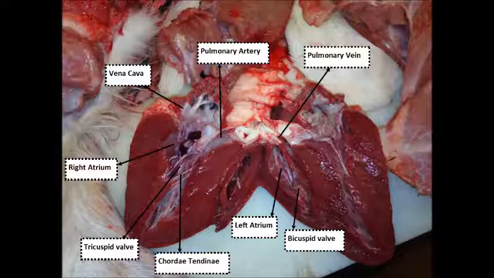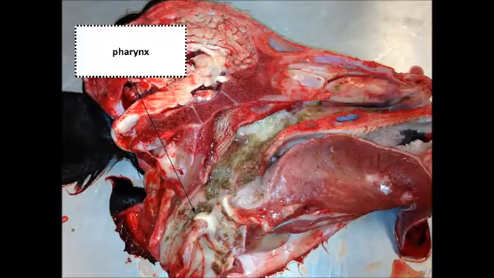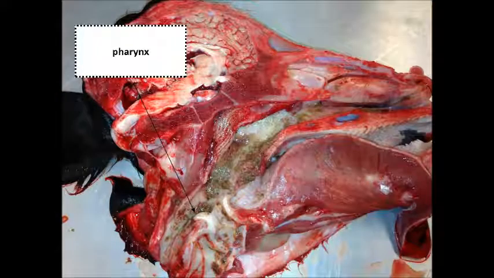Right and left pulmonary arteries carry deoxygenated blood from the heart to the lung. Pulmonary veins are any one of the four veins that convey oxygen-rich blood from the lung to the heart. So we are moving on to the respiratory system. The respiratory system is involved in the delivery and transport of oxygen and the removal of carbon dioxide.